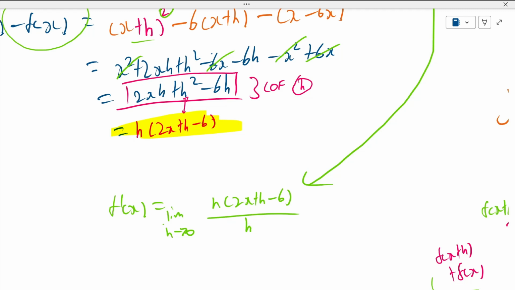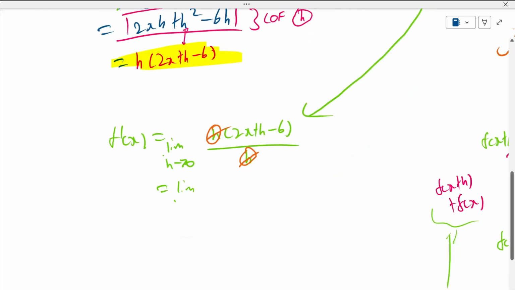Now, the nice thing of what we've done by factorizing out the h is that we can actually cancel these h's out now. So that is the main reason why we factorized. Now, the limit of when h approaches 0 is going to be 2x plus h minus 6. Okay, great. So now I've got 2x plus h minus 6.